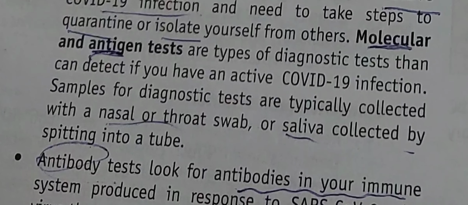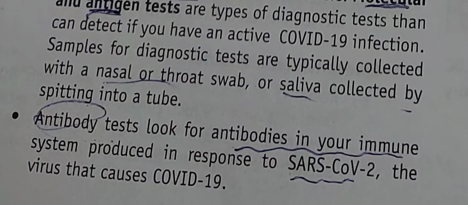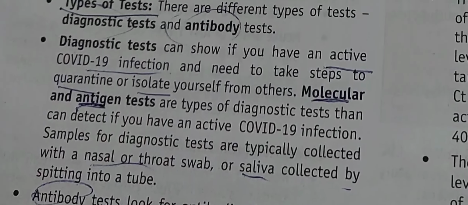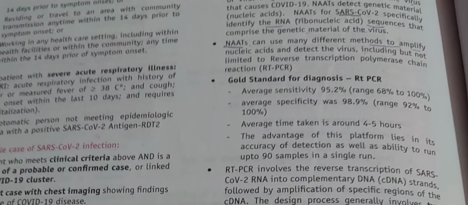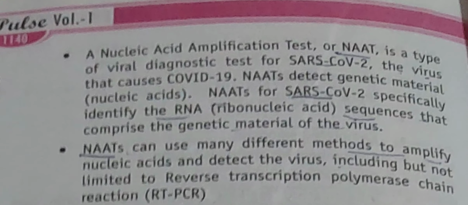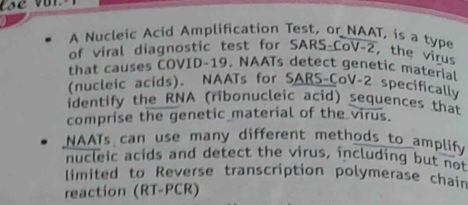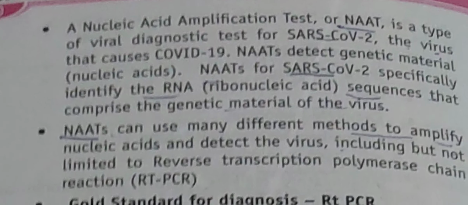Other types of diagnostic tests can detect if you have active COVID-19, and samples for this are typically collected with nasal and throat swab and saliva. And an antibody test looks for antibodies in your immune system which are produced in response to SARS-CoV-2. So, different tests. After that, a nucleic acid amplification test is a type of viral diagnostic test for SARS-CoV-2, the virus that causes COVID-19.